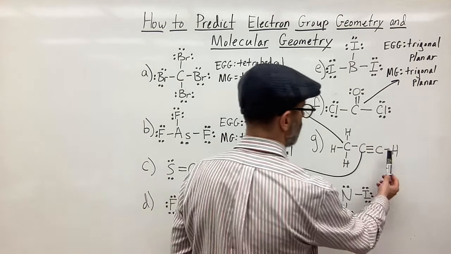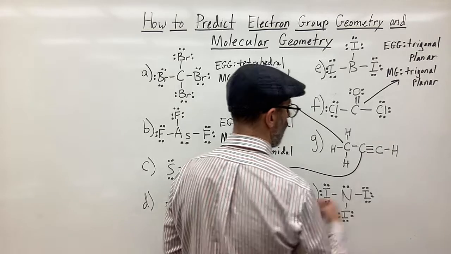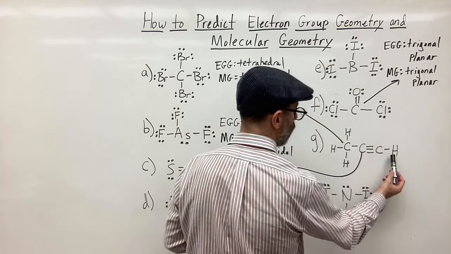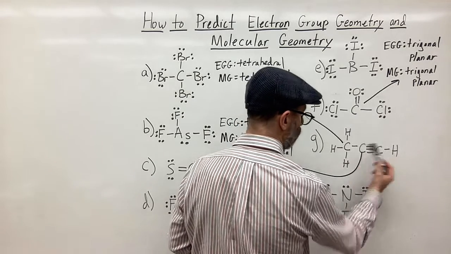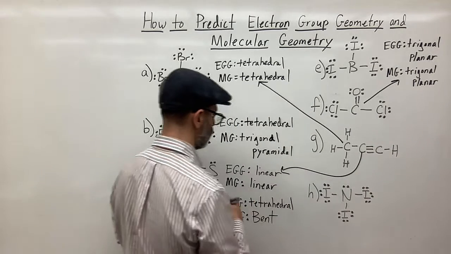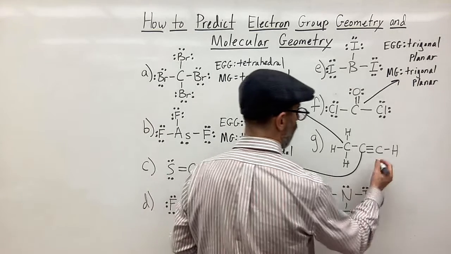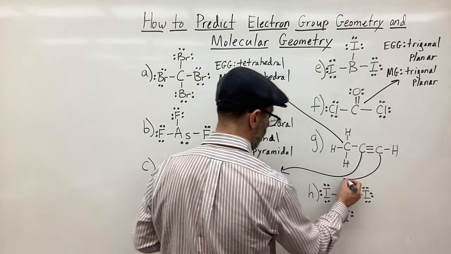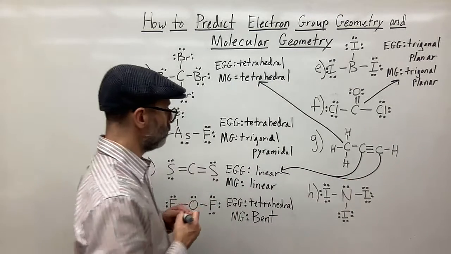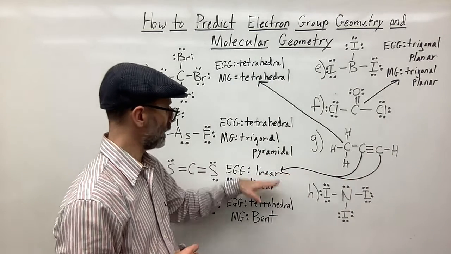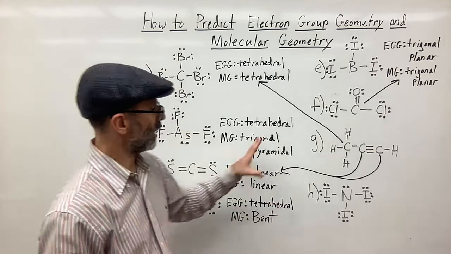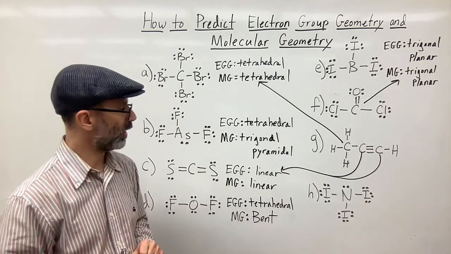And again, this has a single bond and a triple bond. So again, two electron groups, no lone pairs. So the electron group geometry and the molecular geometry are going to be linear again. So both of those are going to be linear. And so that's it for that molecule there.